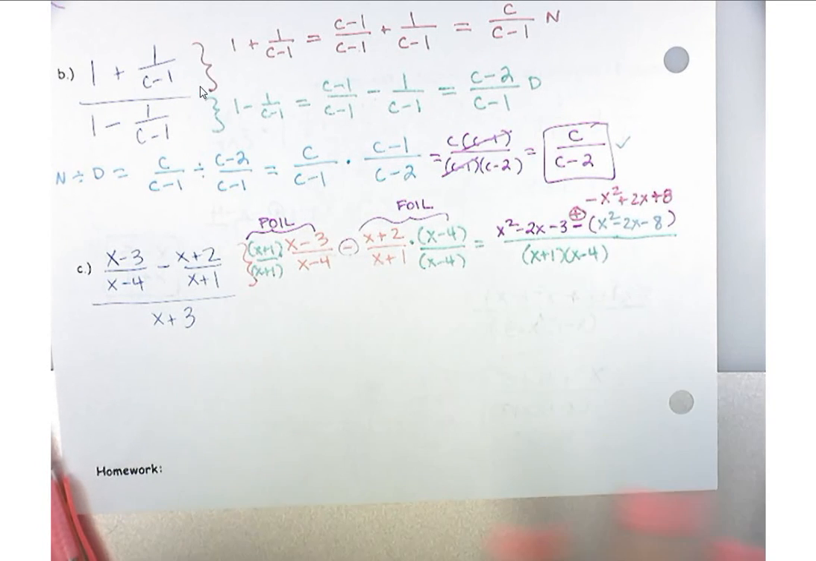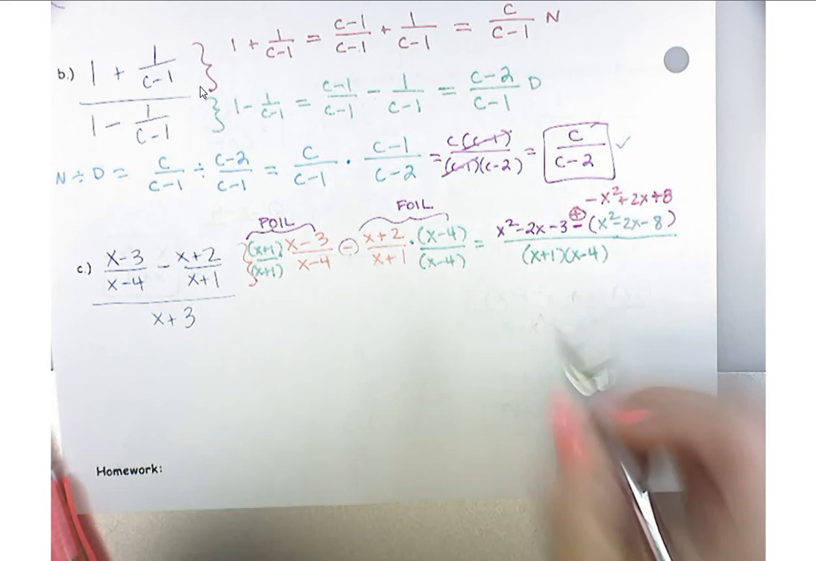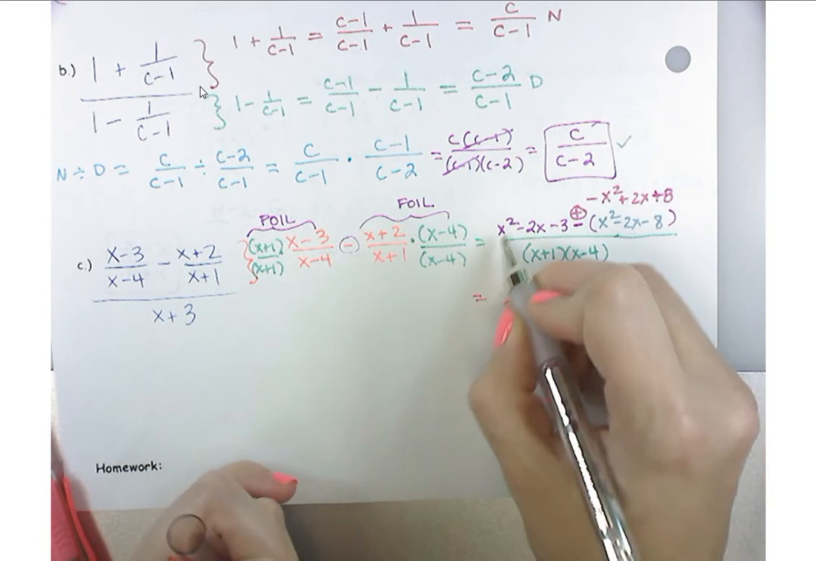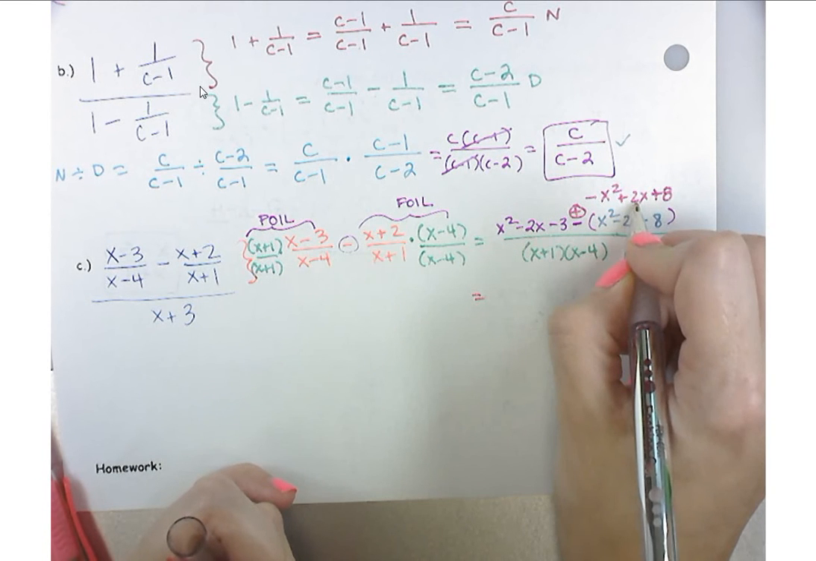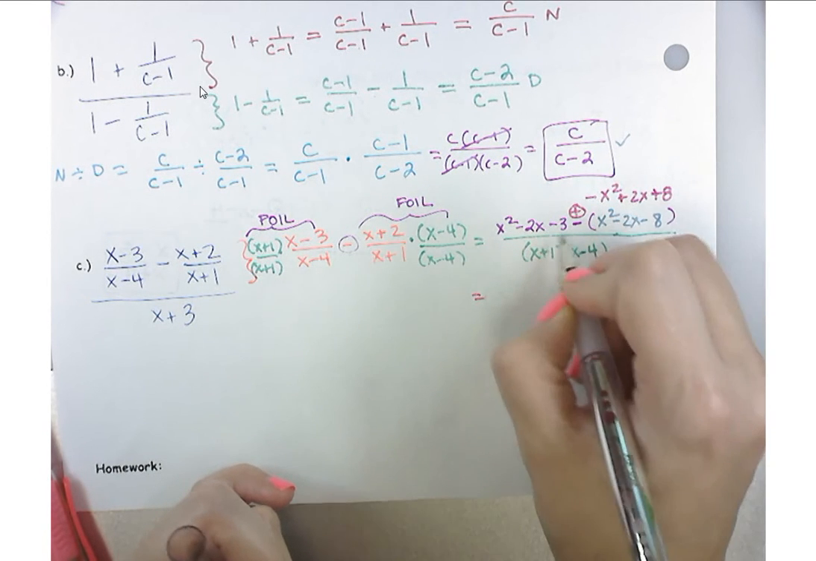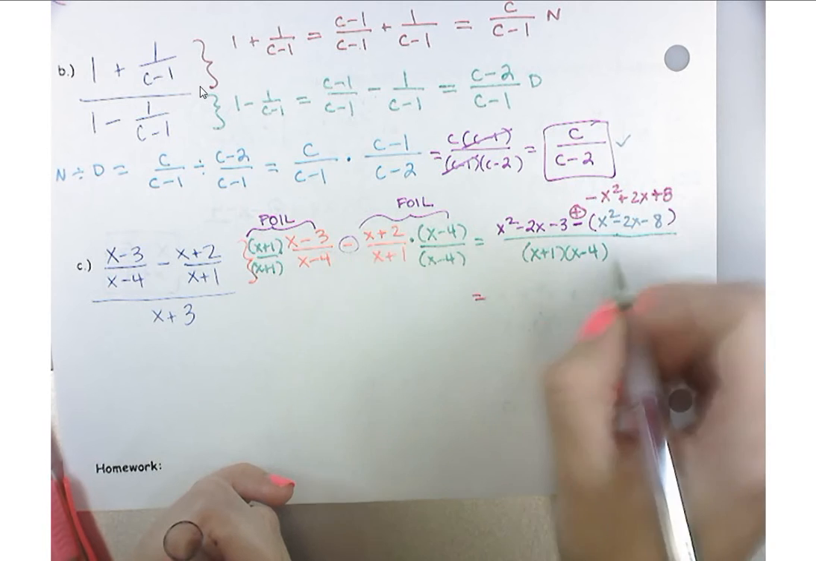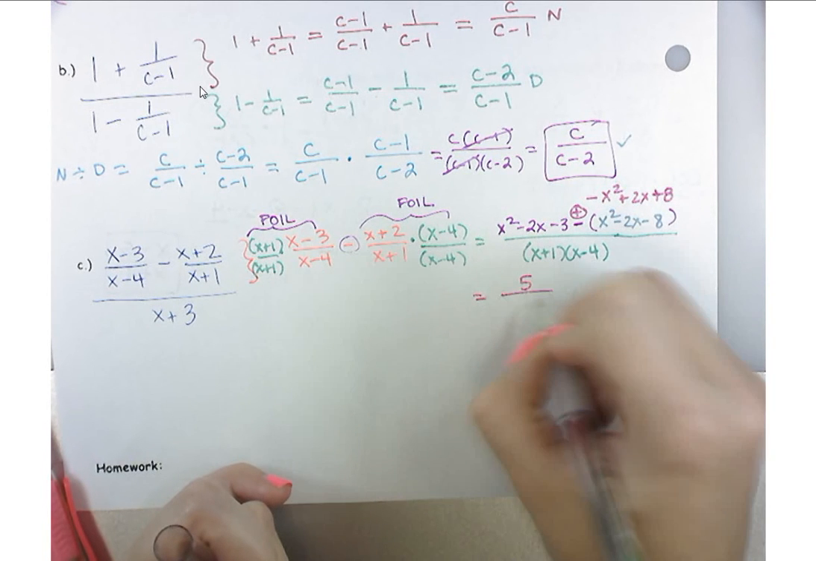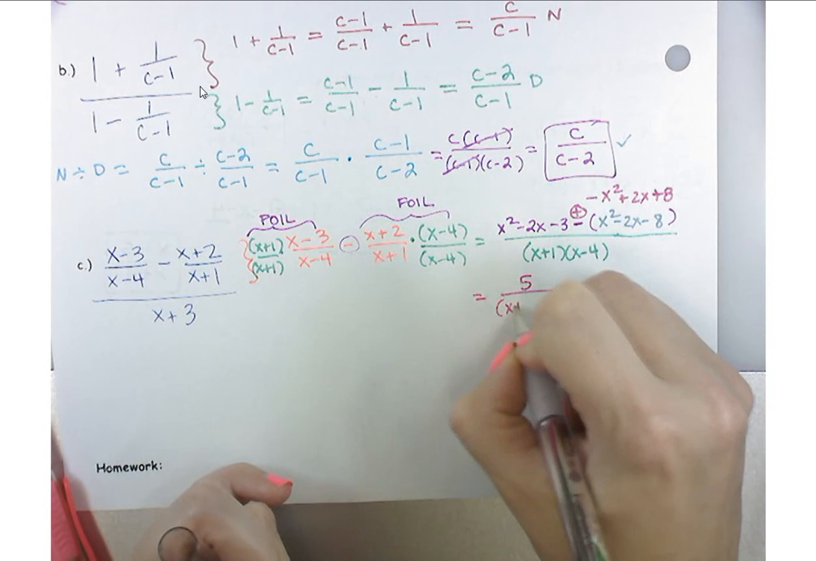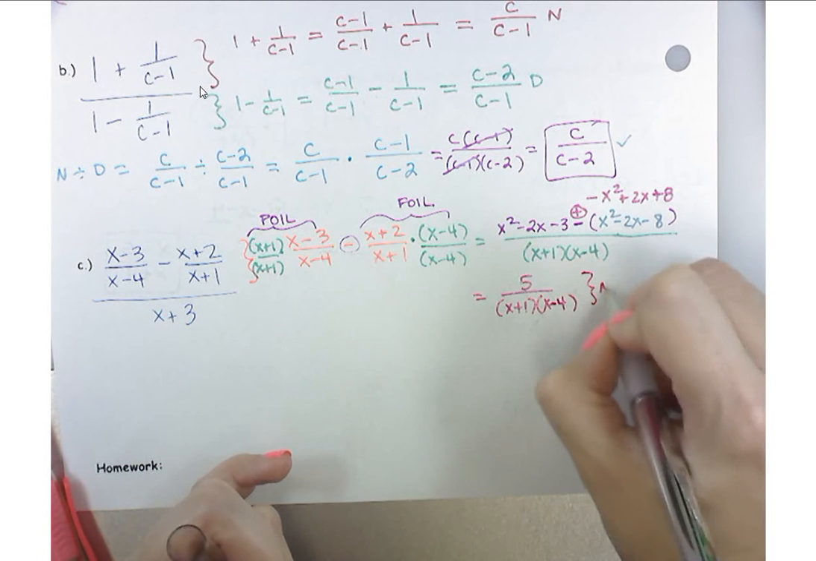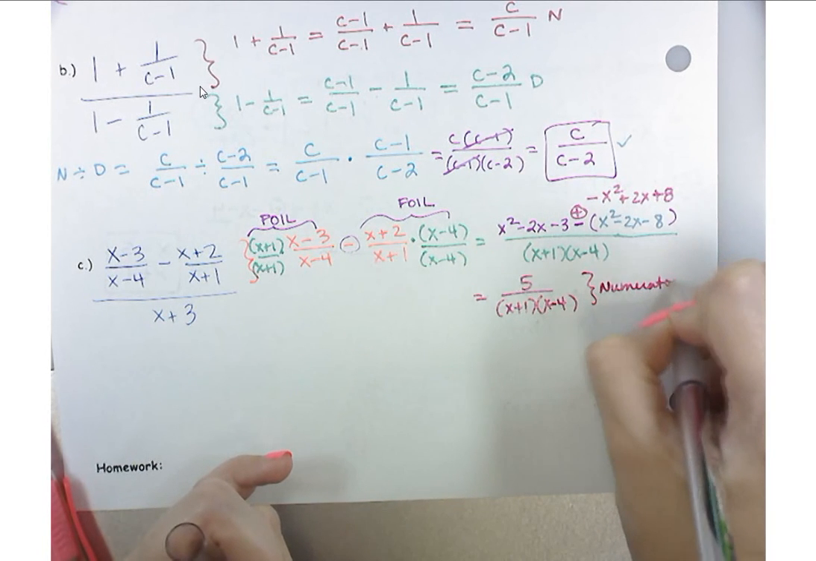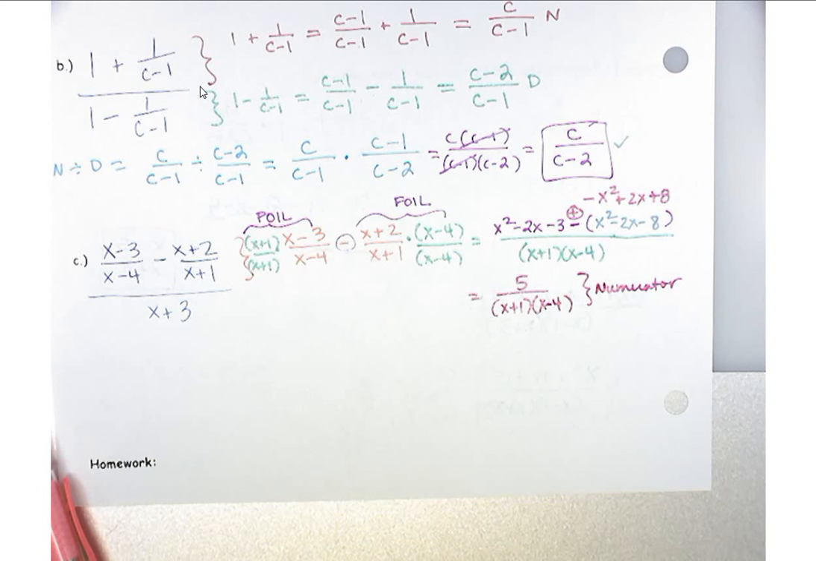Remember that we still are only doing the numerator here. So now that I'm simplifying, I have x squared minus x squared, they cancel out. Negative 2x and 2x also make 0. Negative 3 plus 8 is going to be 5. So I have 5 over x plus 1 times x minus 4. Okay, again, this is the numerator. Don't forget about the denominator, because that was an intense numerator that we just dealt with.